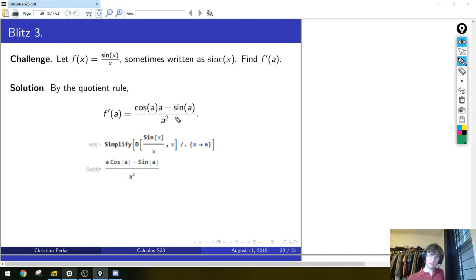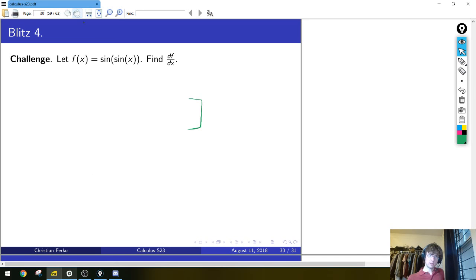This is just confirming that the answer you wrote down a moment ago is correct, and then again showing how to do it in Mathematica, D of whatever. You can always wrap that into Simplify to get a common denominator. But, good. Last thing. Sine of sine of x. Let's see. How should we differentiate sine of sine of x?